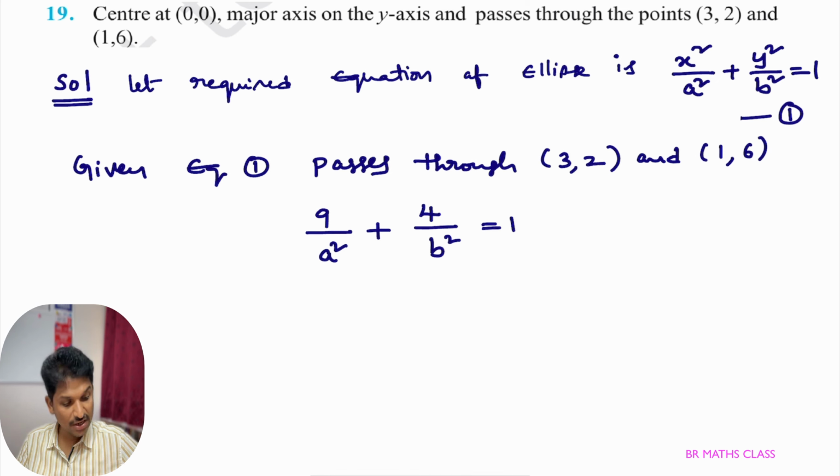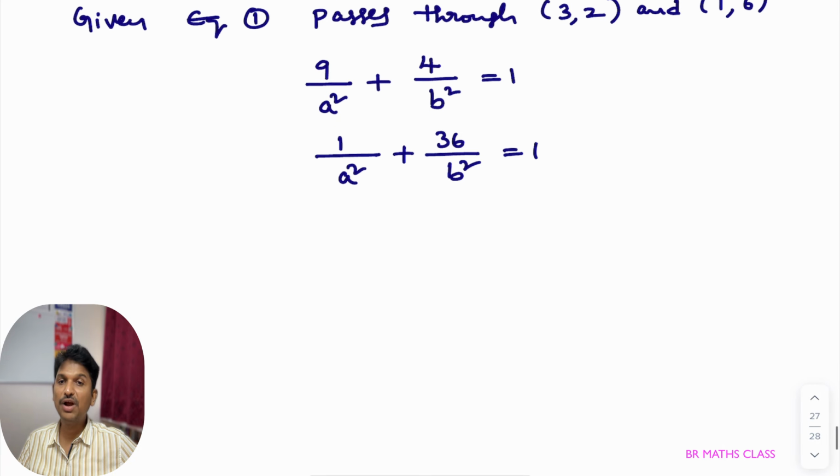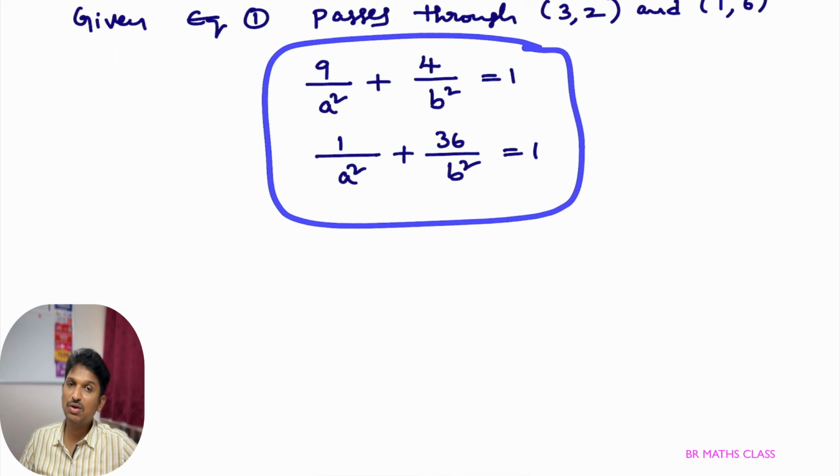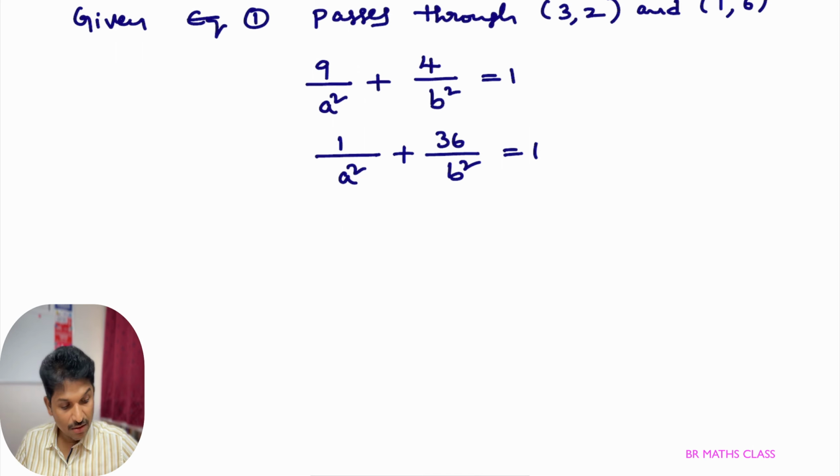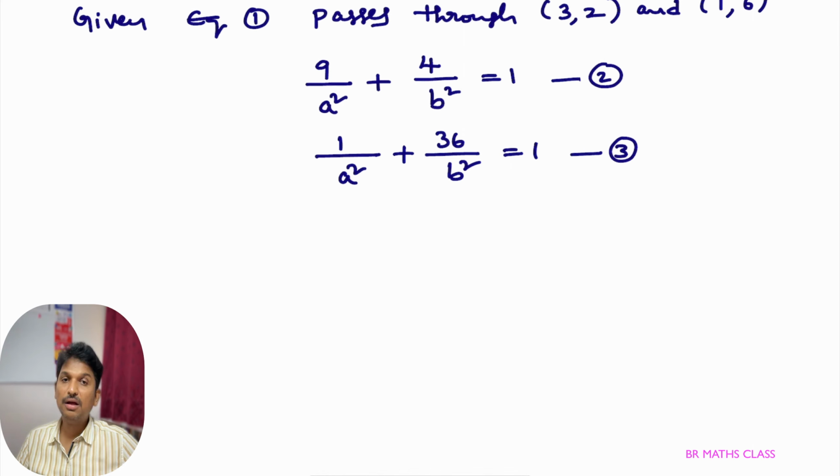Now you substitute this point also in this equation. In place of x, you write 1. What will you get? 1 divided by a square plus, in place of y, you write 6, 6 square, 36 divided by b square equal to 1. As you want to find the a value and b value, by solving these two equations, I'll find 1 by a square and 1 by b square. I'll take these equations as 2 and 3, and solve equations 2 and 3 to get 1 by a square and 1 by b square.